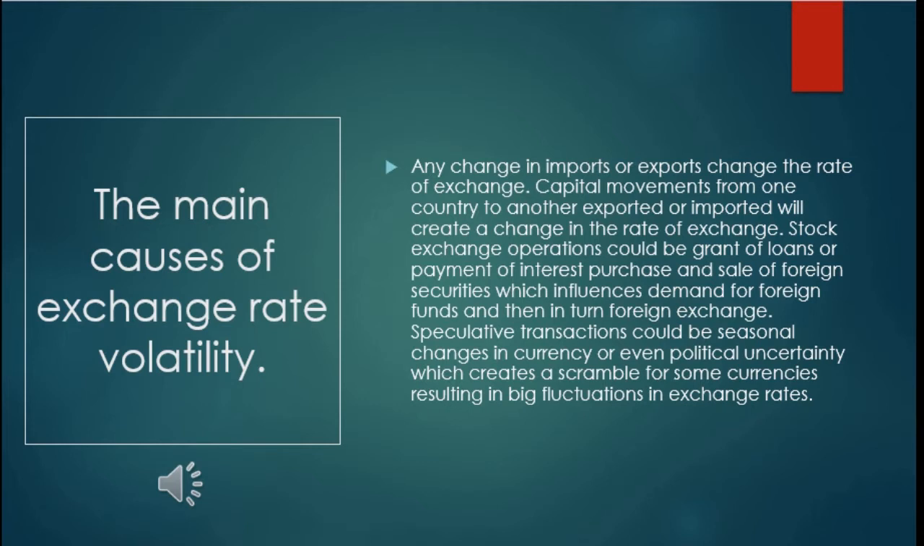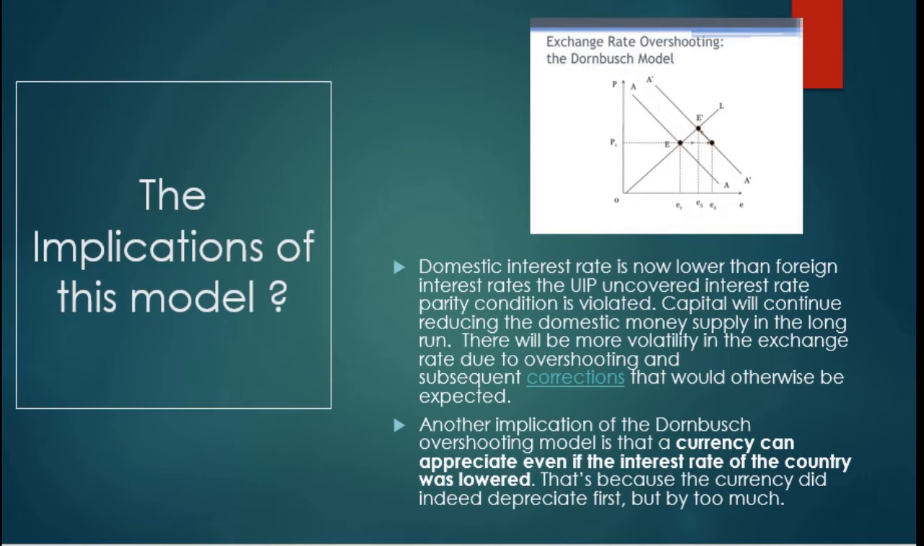Speculative transactions could be seasonal changes in currency or even political uncertainty, which creates a scramble for some currencies, resulting in big fluctuations in exchange. The implications of this model: domestic interest rate is now lower than the foreign interest rates. The UIP, uncovered interest rate parity condition, is violated.